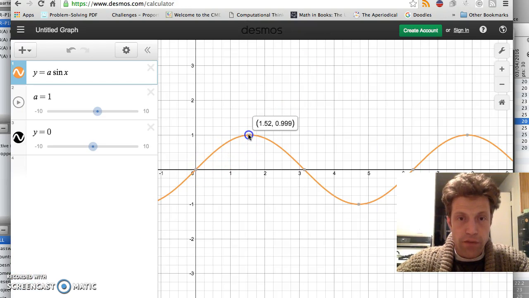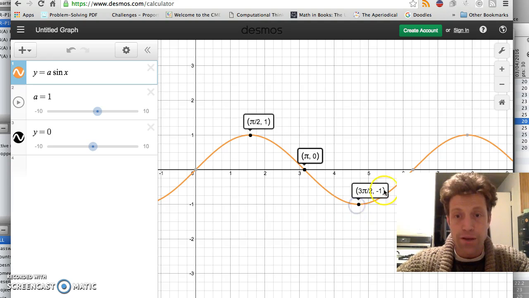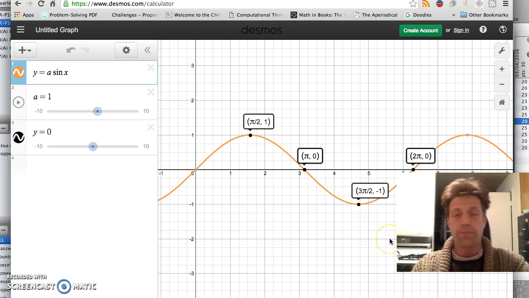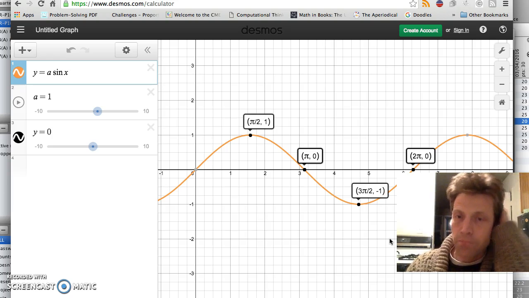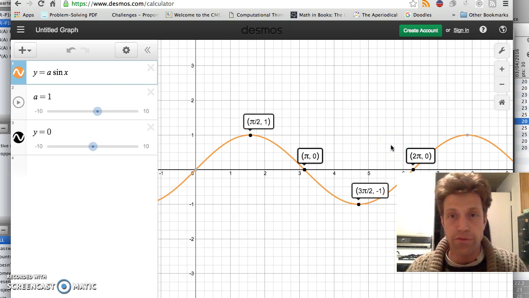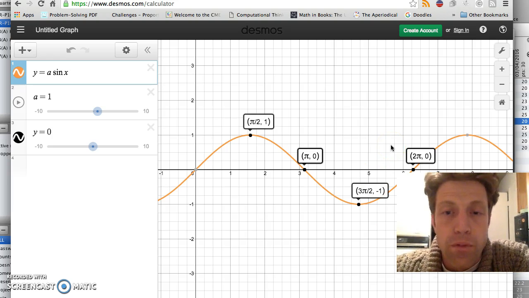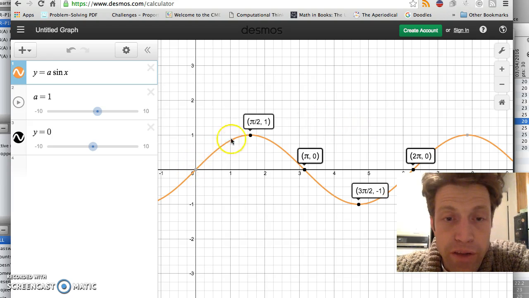So that's pi over 2. Oh, wow, Desmos has already figured that out. And this is pi, 3 pi over 2, 2 pi. What's the period of this function? Well, the period is, remember, how long it takes to repeat itself. And it takes 2 pi. Can I change the period?